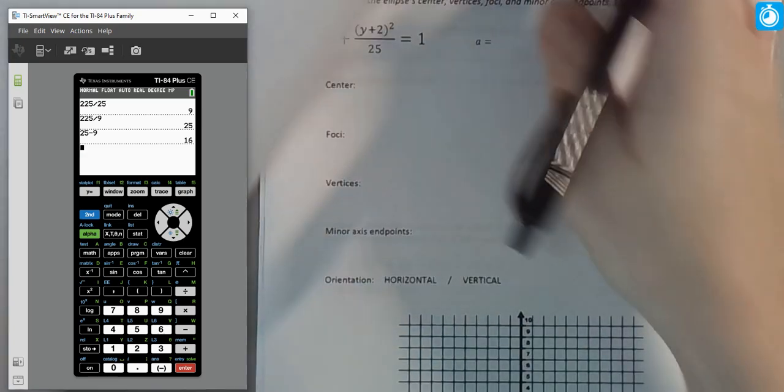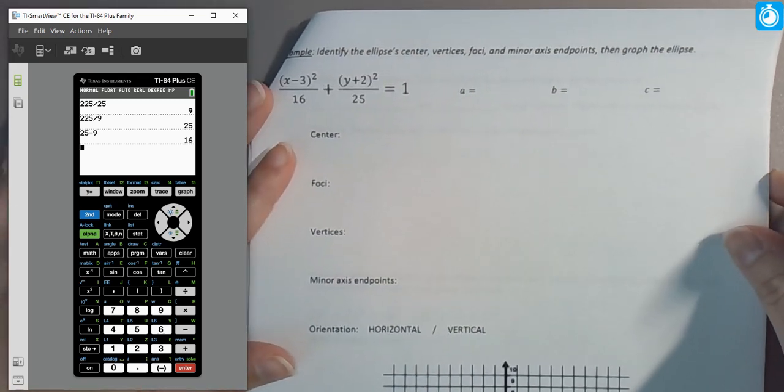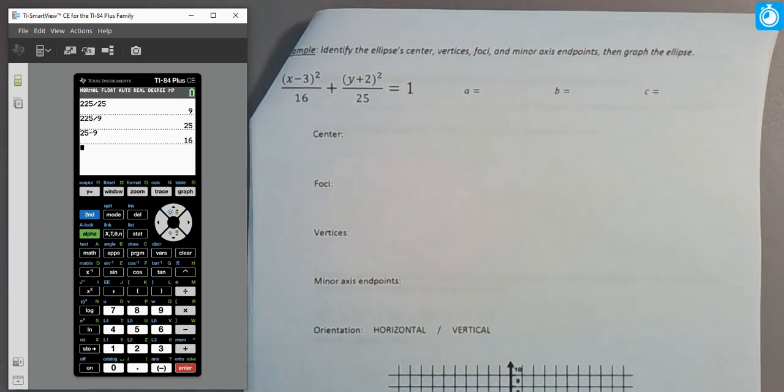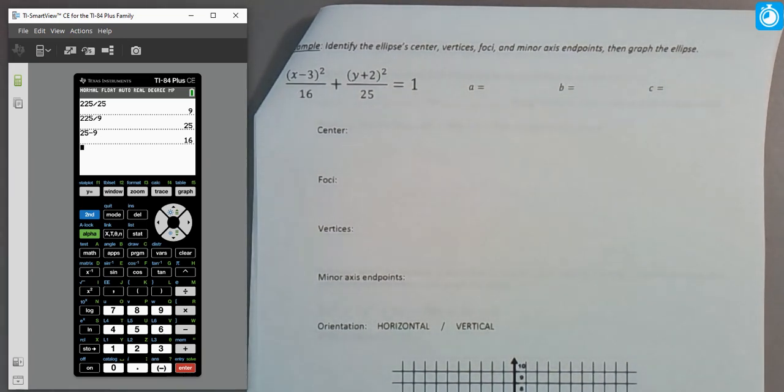Okay, so let's look at an example where we're no longer centered at the origin. So we want to identify the ellipse's center. In this case, it's not necessarily going to be the origin. And then the same components again, so the foci, the vertices, the minor axis endpoints, and of course we need to know the orientation of our ellipse.